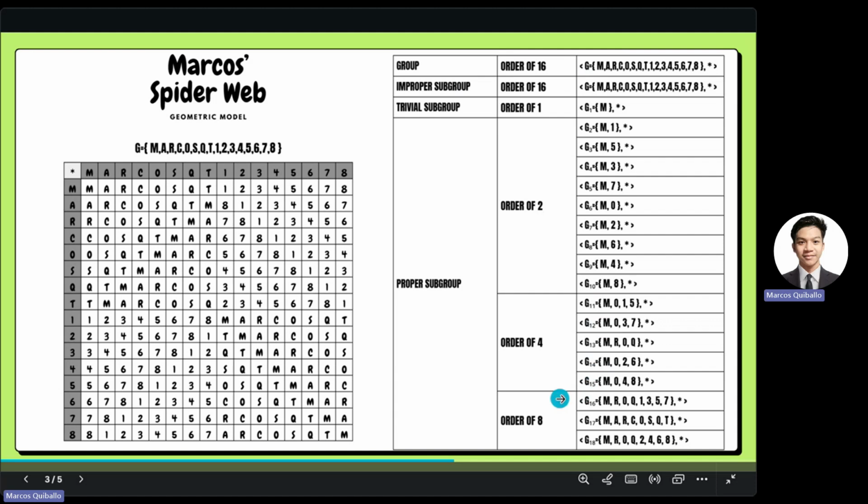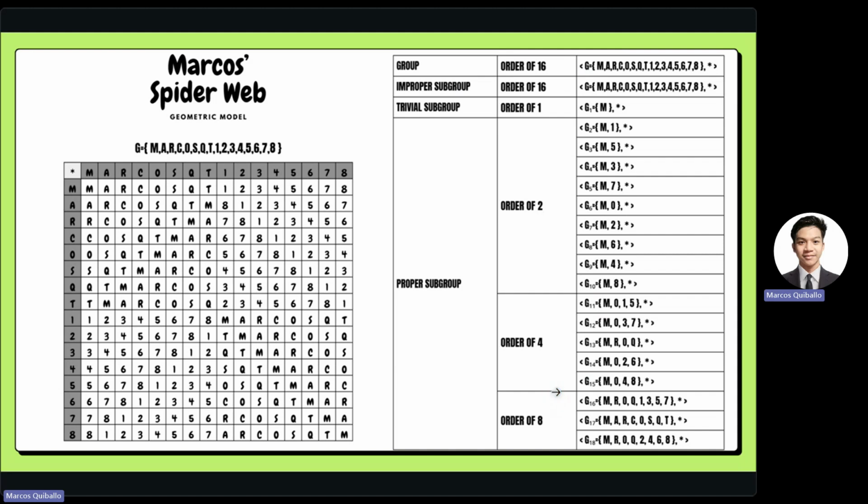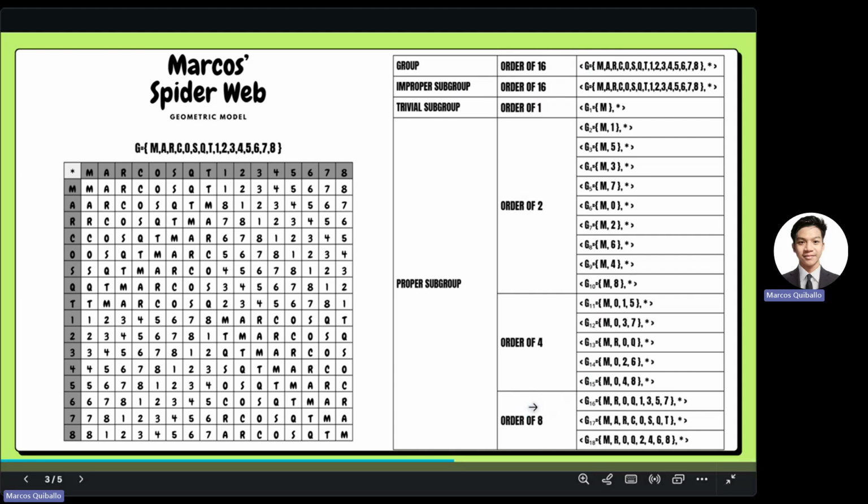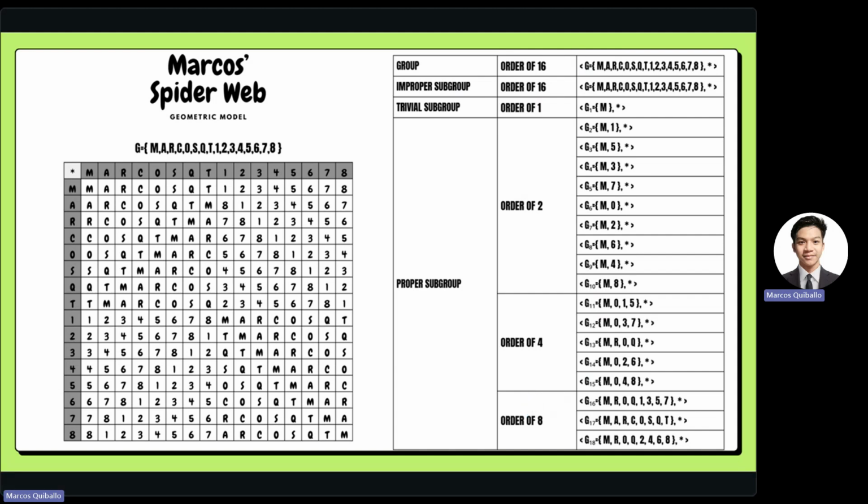The order of the group and the subgroup determines the divisor and the cardinality of the set. So for order of 16, we have 16 elements. For order of 1, we have one element. For order of 2, we have two elements in every set. And for order of 4, we have four elements in every set. So for order of 8, we have 8 elements in each set.